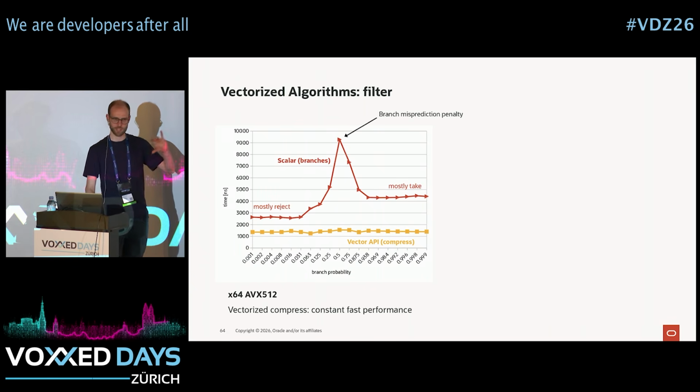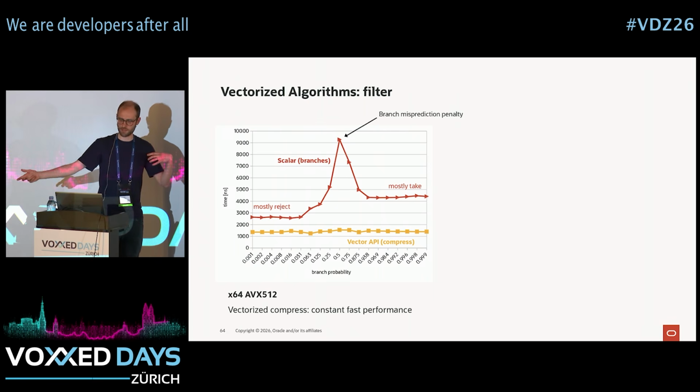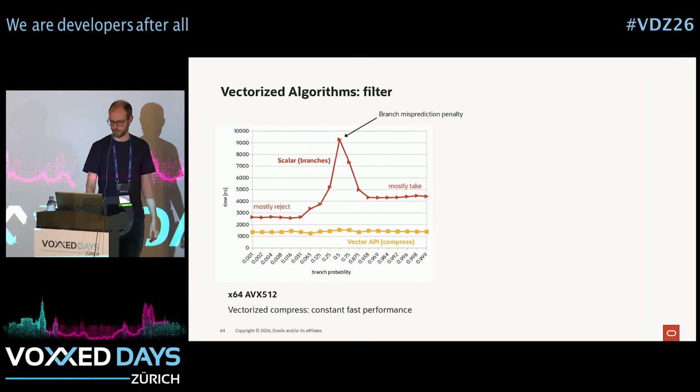And we see that if we reject values, we do nothing using the scalar implementation, right? And if we mostly take values, then we do the store. So that takes a little bit more time on the scalar solution.